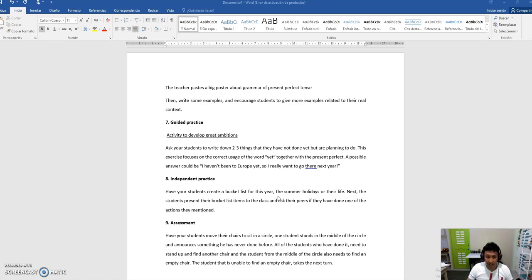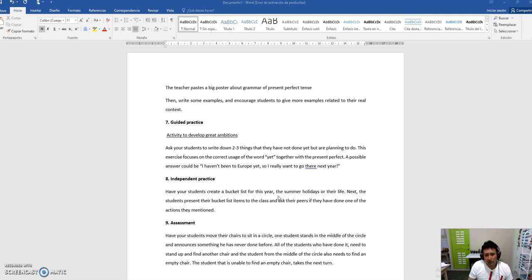Now it's time for the 7th guided practice. It's an activity to create great ambitions. I will ask my students to write down 2 or 3 things that they have not done yet, but they are planning to do. They always have them in mind in their heart, and they always want to try.